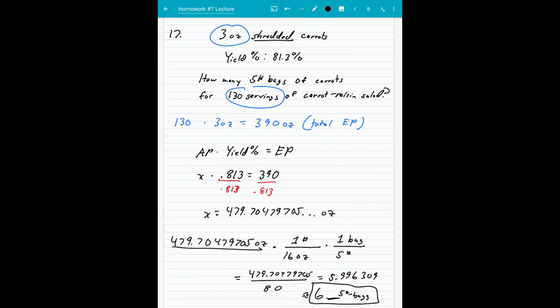And I kind of separate these numbers here so you don't mix them up as 65 or 5 pounds. We're talking about the number of bags. It's 6 5-pound bags. Each bag weighs 5 pounds. You got to get 6 of them. So in total, that'd be 30 pounds in total that you would need.